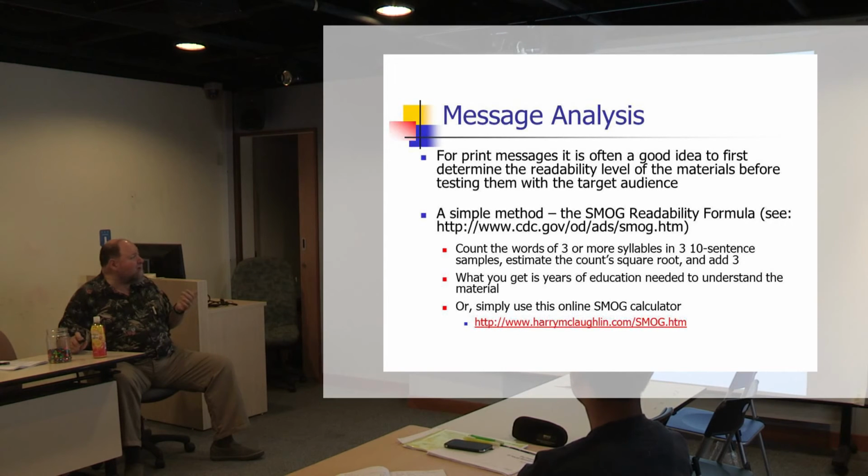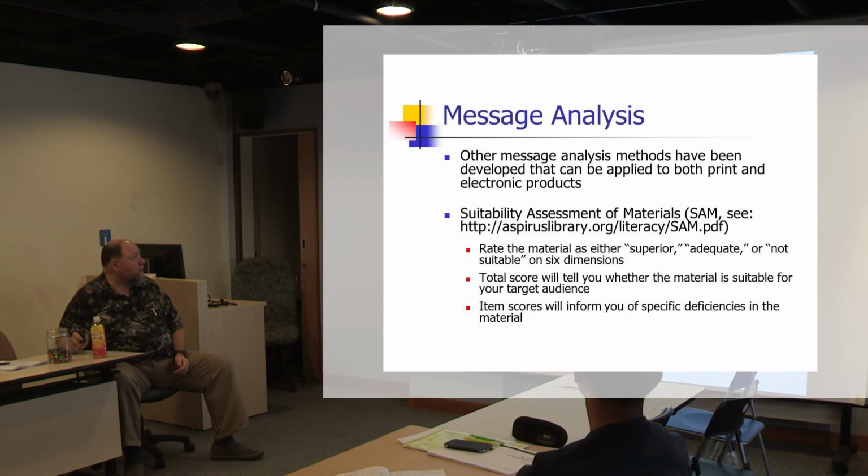For print messages, it's often a good idea to first determine readability level. And there's several formulas. SMOG formula is a very common one. It's actually kind of interesting when you can do it yourself. Well, I often will do this with classes where we take out text and we can evaluate it. Other message analysis is the SAM procedure, where you rate material as either superior, adequate, or not suitable on 6 major dimensions. And the total score will tell you whether material is suitable for your target audience. Item scores inform you of specific deficiencies in material so you can refine them.